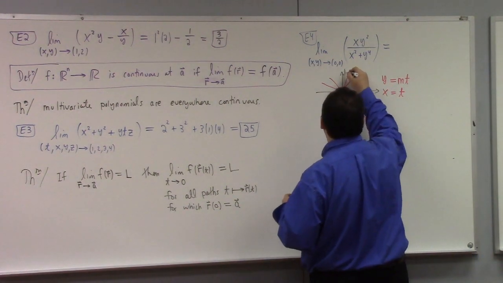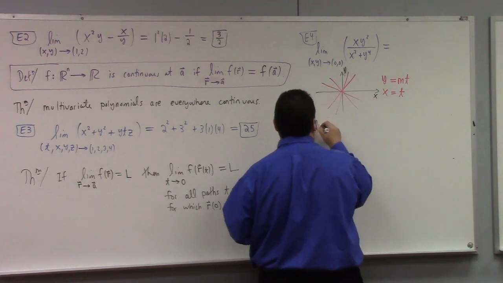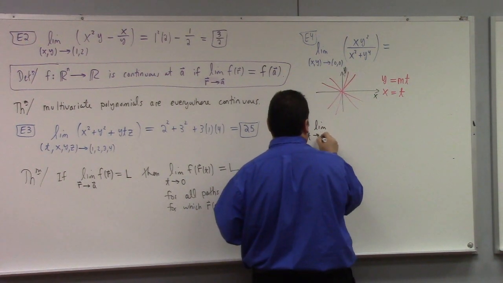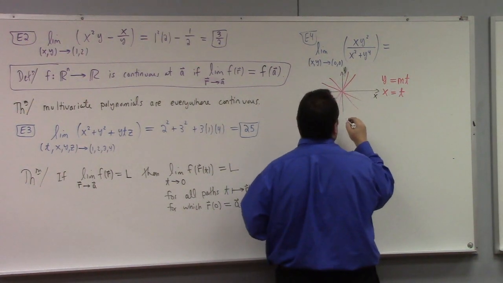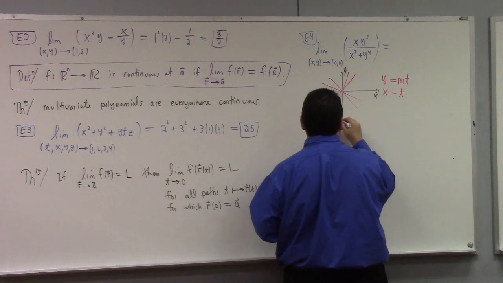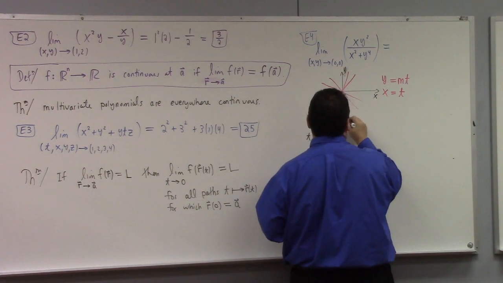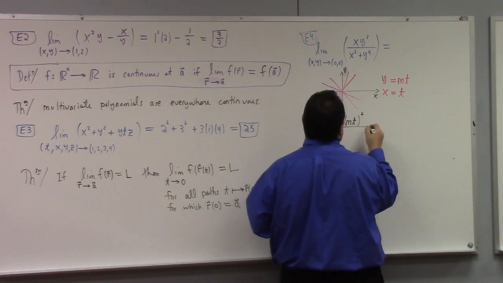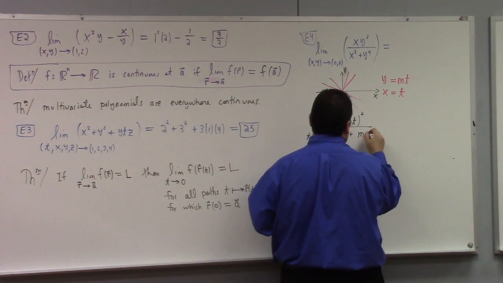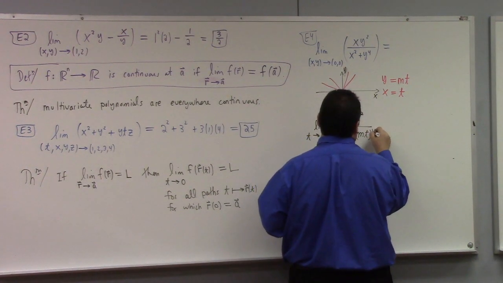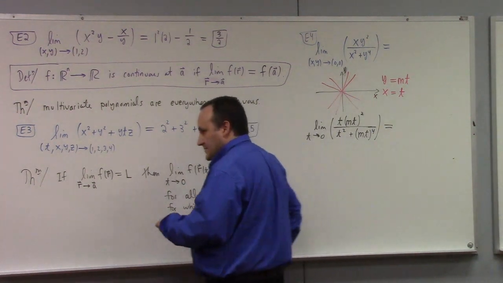So if we consider these paths, the limit as t goes to 0, let's see here. I'm going to put x equals mt. Excuse me, my bad. x equals t, y equals mt. I'm supposed to square that thing, right? And then I divide by t squared plus mt to the fourth.